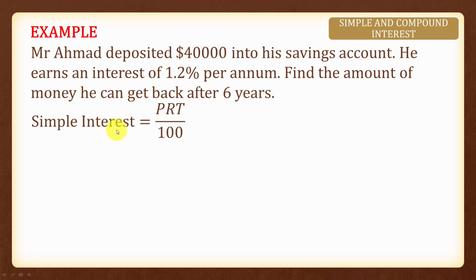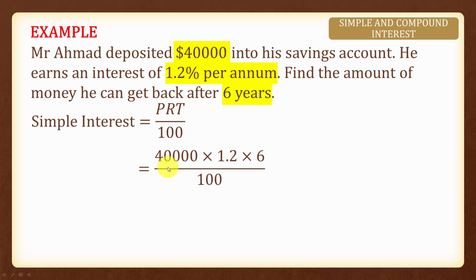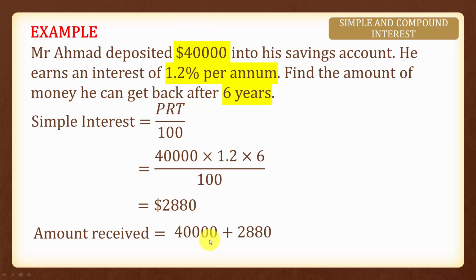Using the formula, simple interest is equal to PRT over 100, whereby the principal amount is 40,000, the interest rate is 1.2% per year, and the time period is 6 years. And therefore, we'll have 40,000 times 1.2 times 6 over 100, and the interest will be equal to $2,880. Now, the amount that he will receive after 6 years will be the principal amount plus the interest, which is 40,000 plus $2,880. And he will get back $42,880 after 6 years.